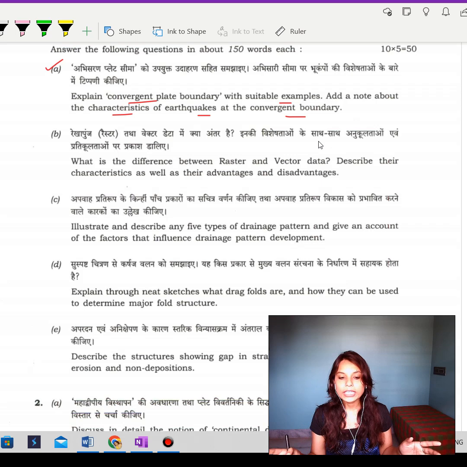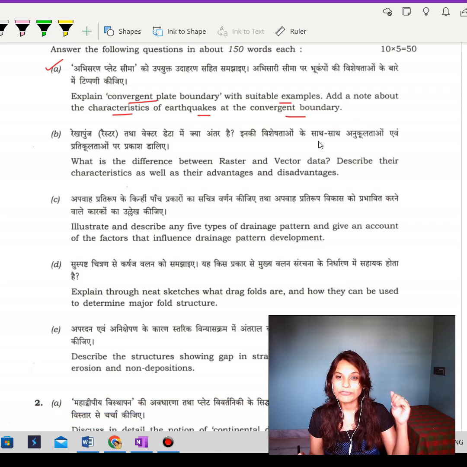So overall we can say earthquakes at convergent plate boundaries are quite frequent and also very intense, resulting from complex interactions between the tectonic plates. Okay, so that is what you can explain in a more detailed manner for this 150 words answer.